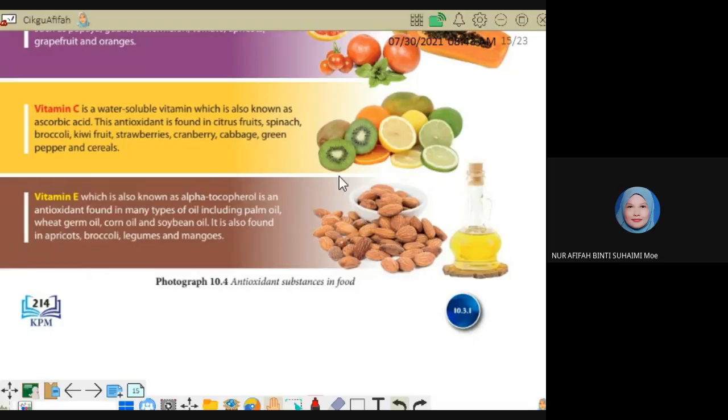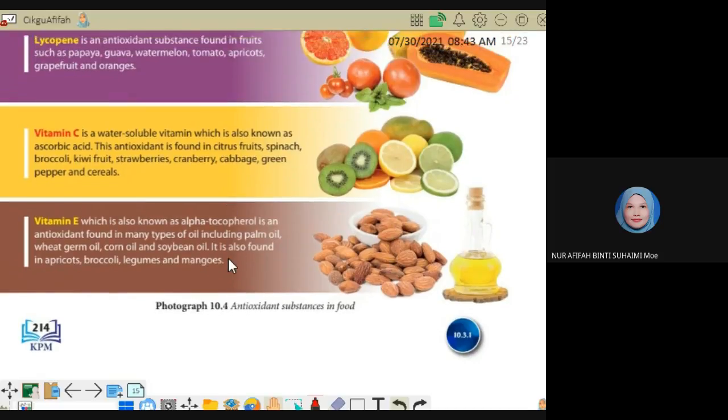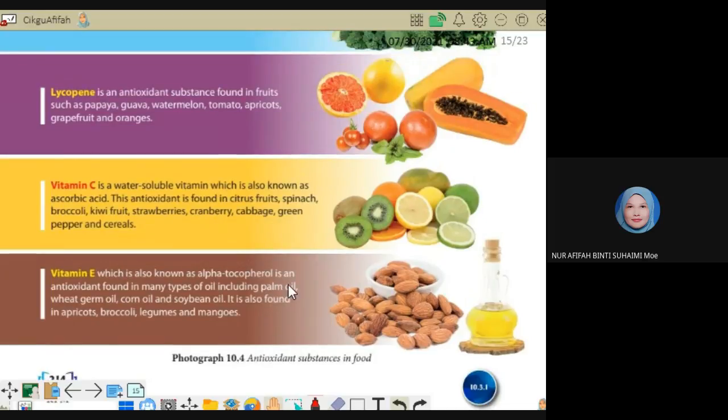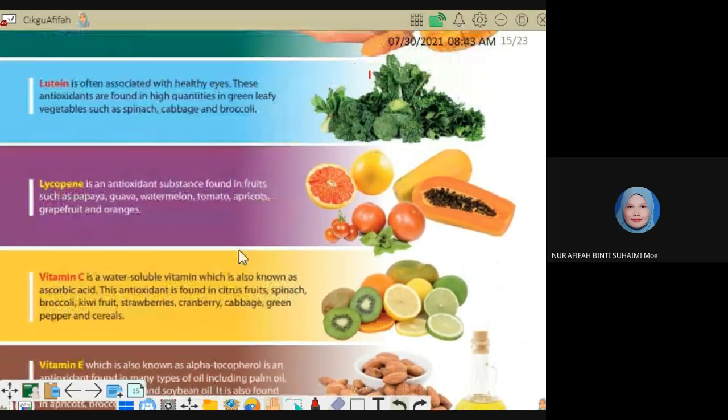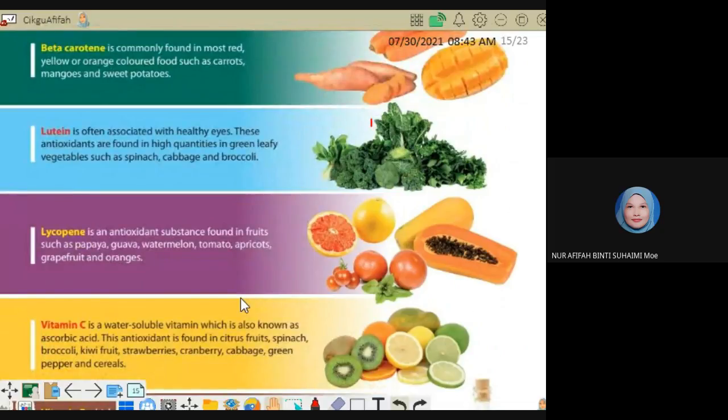Untuk jenis kekacang. Okay, kekacang and mangoes. That is vitamin C, vitamin E. Vitamin C: citrus fruit. Vitamin E: oil. Okay, semua jenis minyak. Minyak tu asal daripada buah juga, bahan. So minyak tu sama ada daripada palm oil, kelapa sawit, okay, germ oil, corn oil, jagung ke, kacang soya. Okay. 5 types of antioxidant.